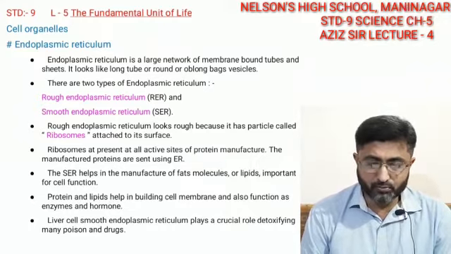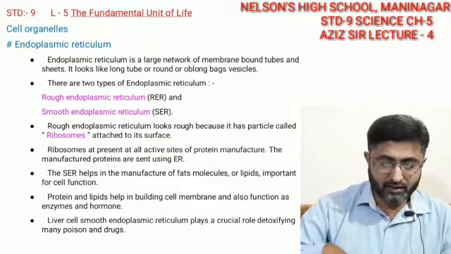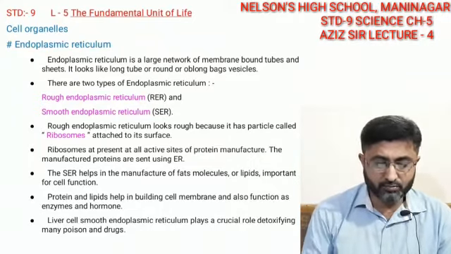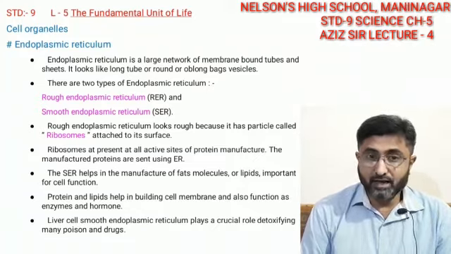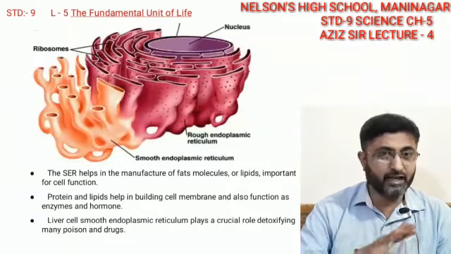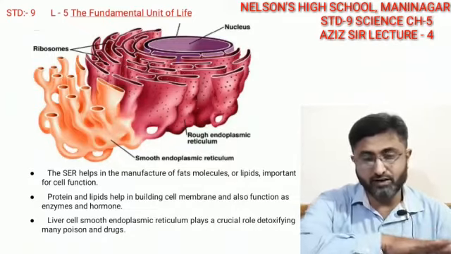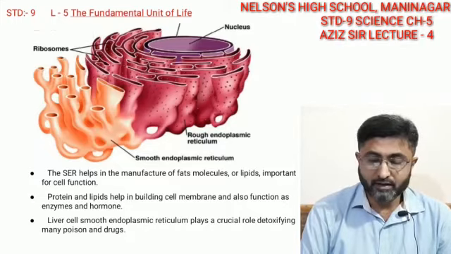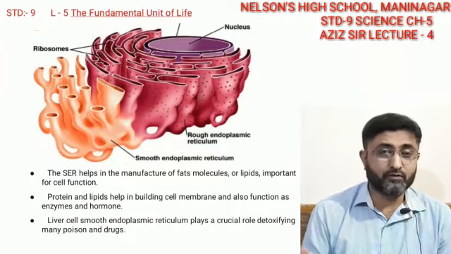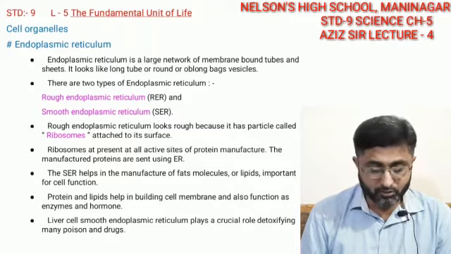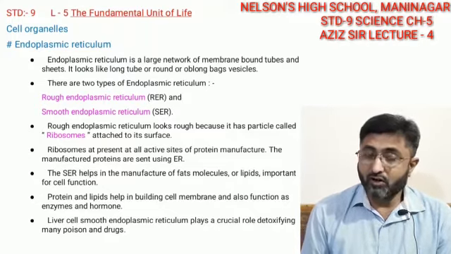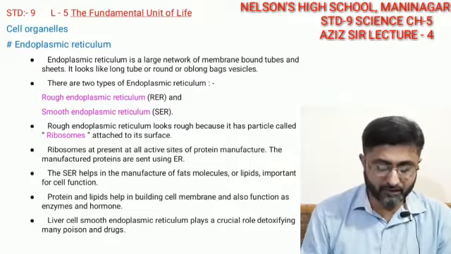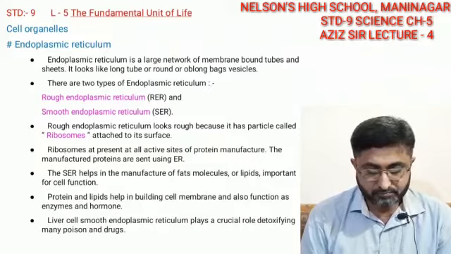Now these manufactured proteins are sent to the ER, endoplasmic reticulum, and these proteins are further utilized. The SER does not have ribosomes, so it looks smooth. So we say it's smooth endoplasmic reticulum, and it is responsible for manufacturing fat molecules, lipids, and organizing other cell functions. So lipids and fats are manufactured and used for other functions.